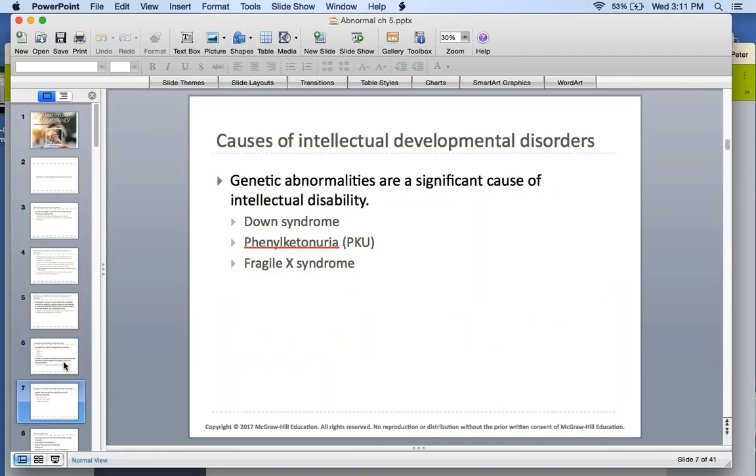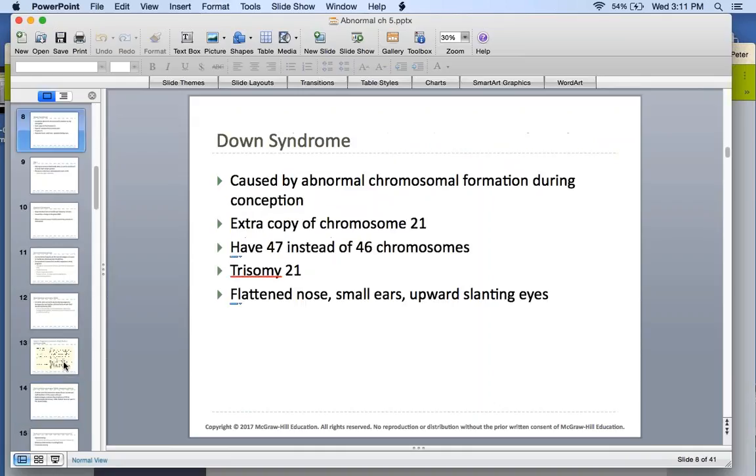Okay, so let's look at some causes of intellectual developmental disorders. Now, there are a lot. This is only a few. So we're going to talk about Down syndrome, we're going to talk about PKU, and we're going to talk about Fragile X syndrome. Again, there is a long list. We're just going to hit on these three today.